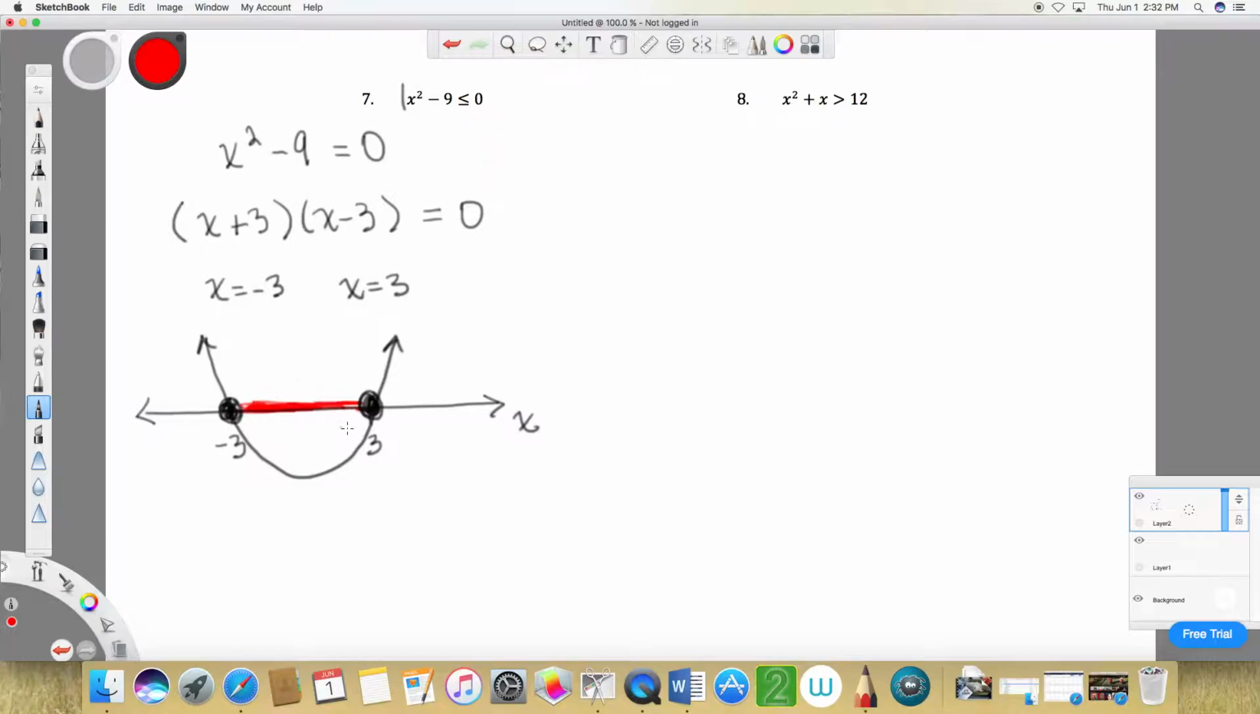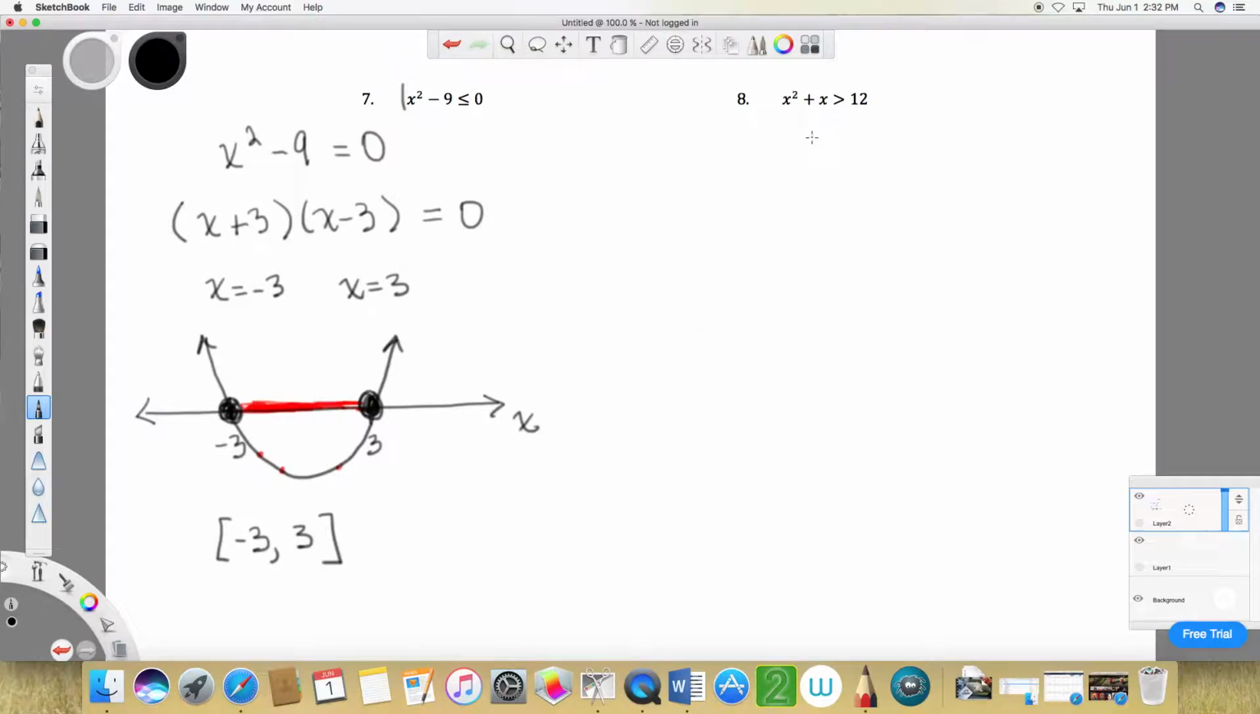So you can pick test points and plug them in, or you can think of whether the parabola opens upward or downward, and whether you want the portion of the graph that's below the line, like we do here, or the portion that's above the line. Our final answer, written in interval notation, is from negative 3 to positive 3, including those endpoints. Like I say, you pick any value of x between negative 3 and positive 3, and you do this arithmetic, and I guarantee you're going to get 0 or negative.